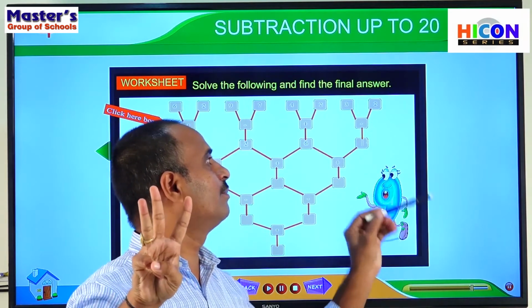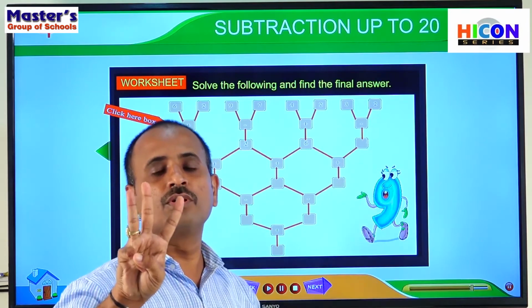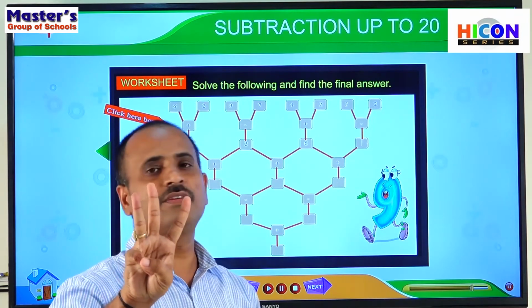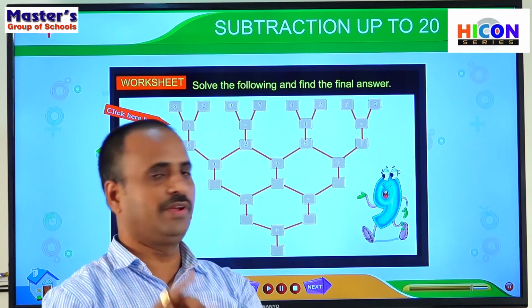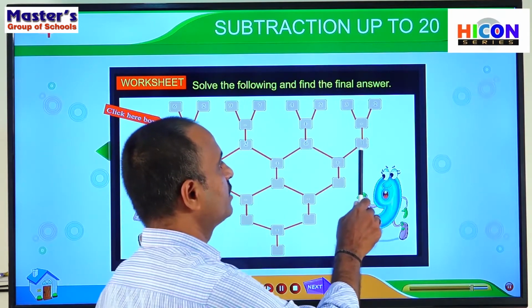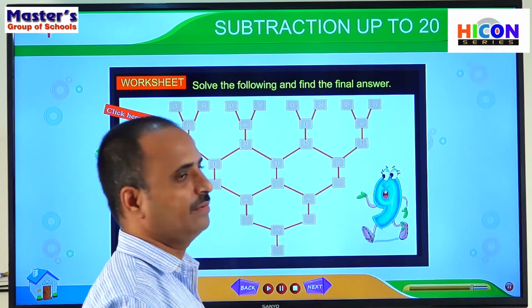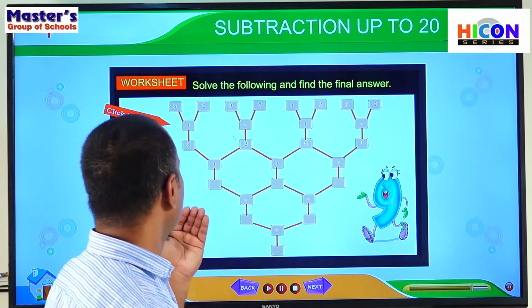And what is the second number? 2 is the second number. So close 2 fingers among these 3 fingers. 1, 2. So children, how many fingers are left? 1 finger is left here. So write 1 in this box. So the difference is 1. Now continue this process.